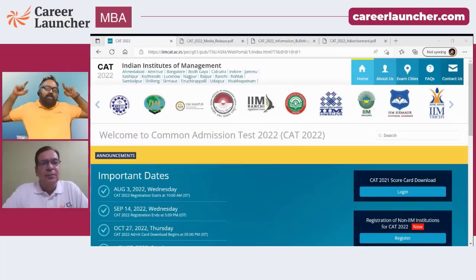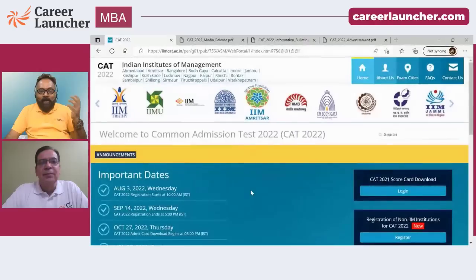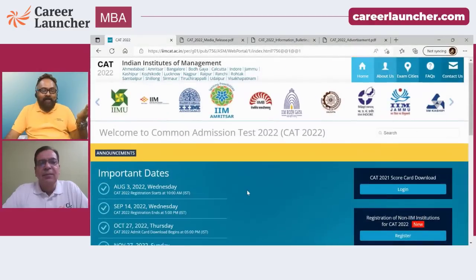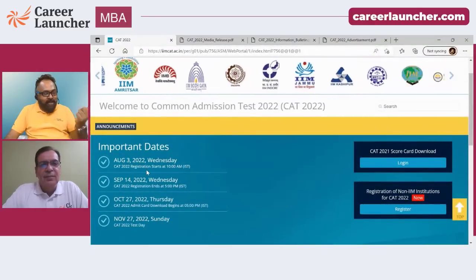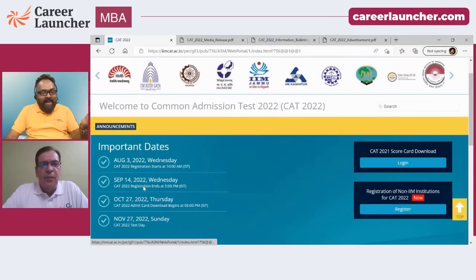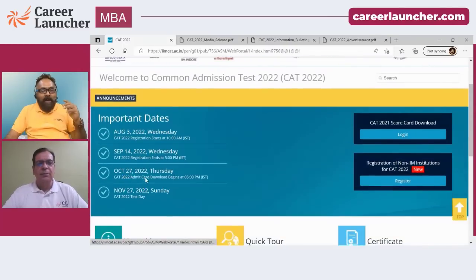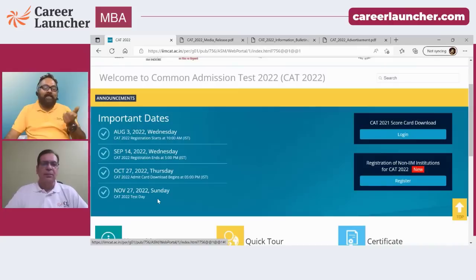Hello all. So the CAT notification is out. You can check it on the website. We have important dates. Third August is when the registration starts. 14th September registration ends. October 27, admit card can be downloaded, and 27th November, on Sunday, is the test day.